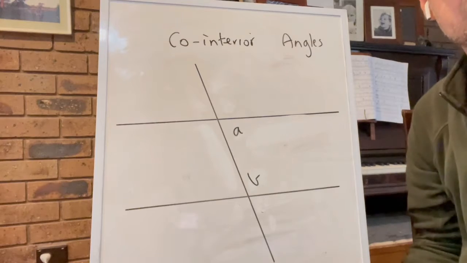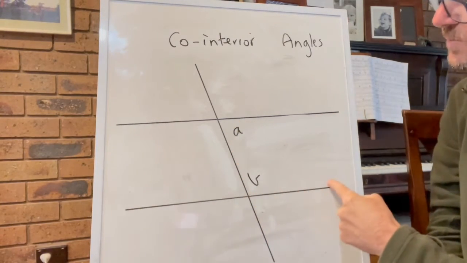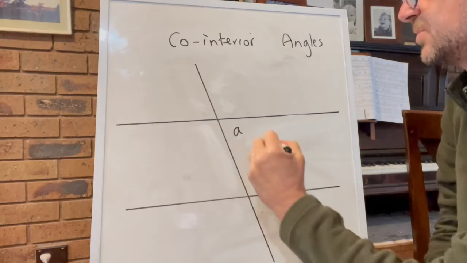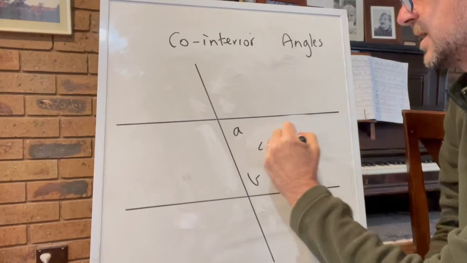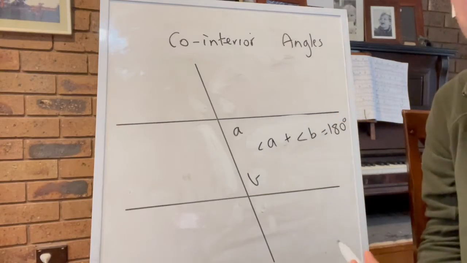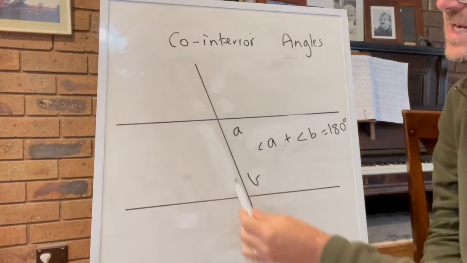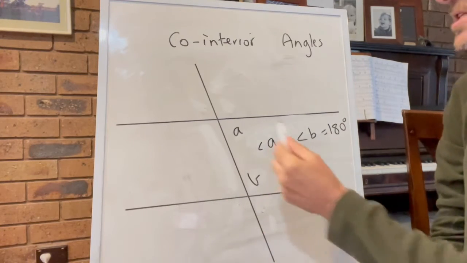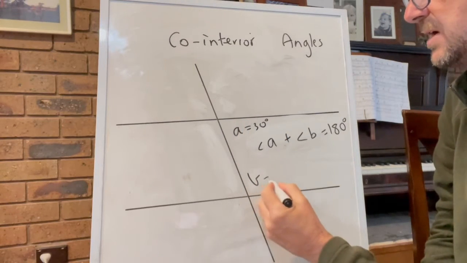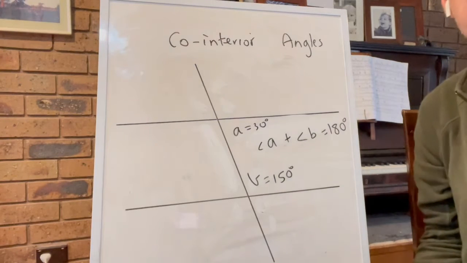Okay, next one is cointerior angles. So this is where we have this angle inside the two parallel lines the transversal cuts, and it creates this A plus B, angle A plus angle B must equal 180 degrees, okay? And so this in here must equal 180 degrees, and similarly on the other side, this in here must equal 180 degrees. So it means if you know A, let's say that A equals 30 degrees, we then know that B must be equal to 150, so that A plus B equals 180.